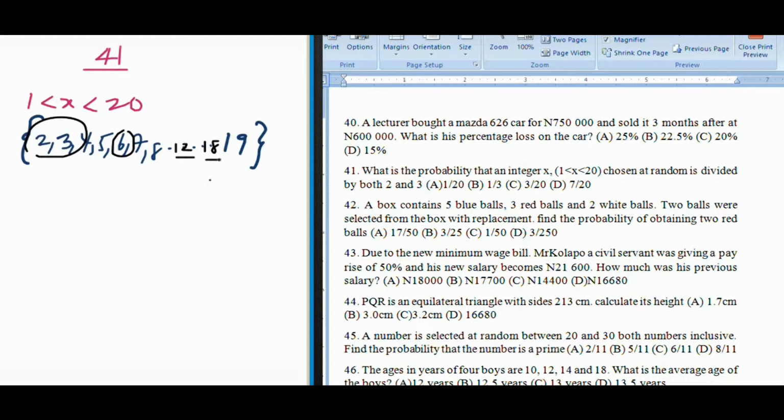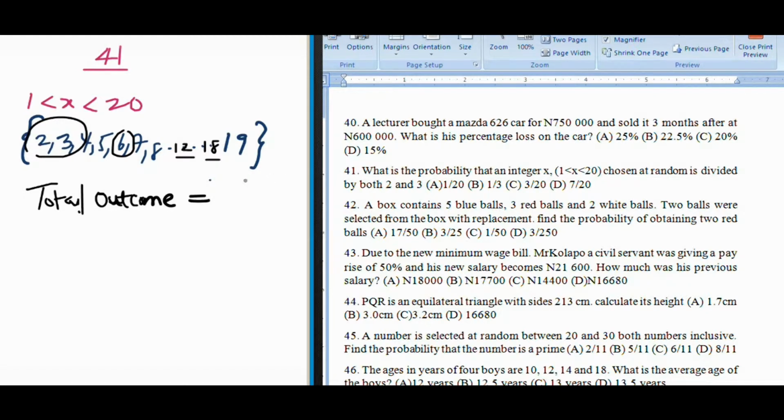Okay? Now, what is the total outcome there? The total outcome will be, let's count: 1, 2, 3, 4, 5, 6, 7, 8, 9, 10, 11, 12, 13, 14, 15, 16, 17, 18. Okay? So the total outcome there is 18. Let's count again. 1, 2, 3, 4, 5, 6, 7, 8, 9, 10, 11, 12, 13, 14, 15, 16, 17, 18. So the total outcome is 18.